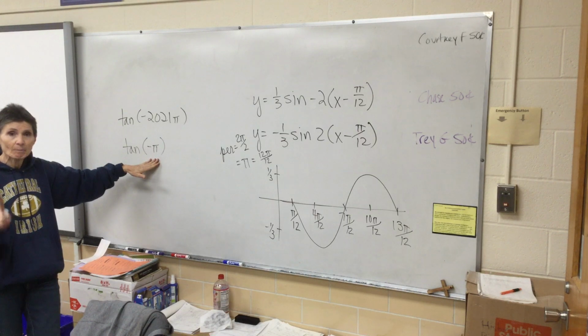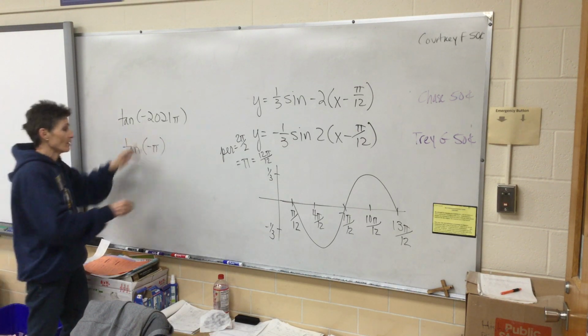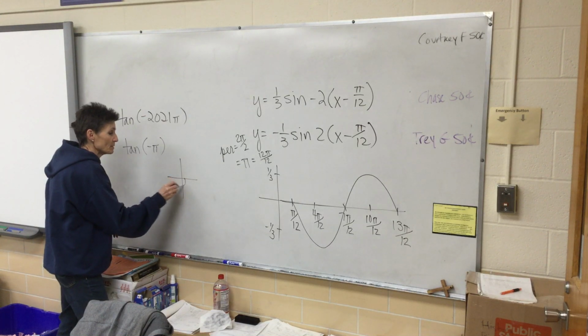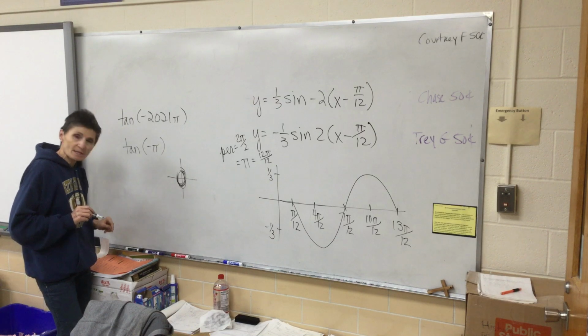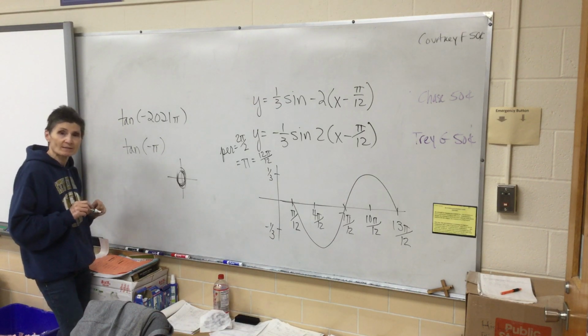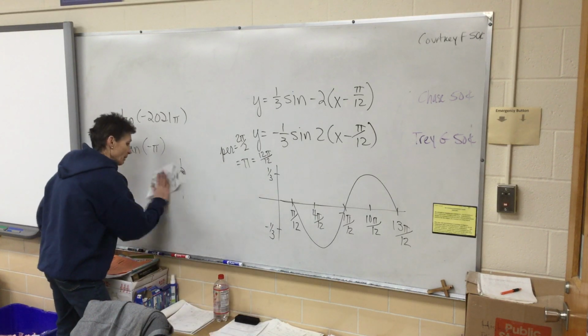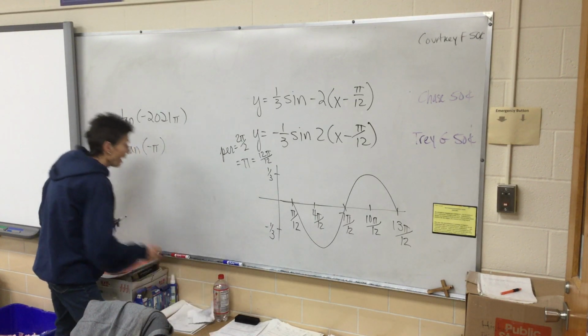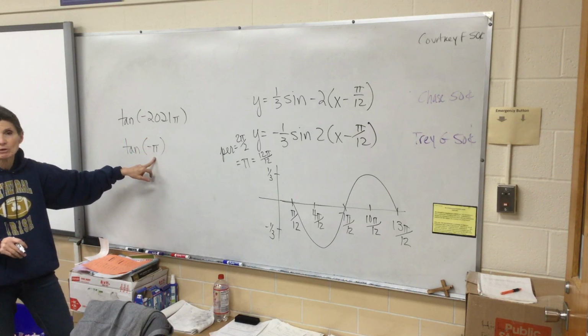Every even pi is a revolution. I don't want to sit there and graph this thing because it would just be spin, spin, spin 1,000 times. Plus, more than 1,000 times. I don't want to do that. So instead, I pull out all the even pi's, and that leaves me with just my negative 1 left over.